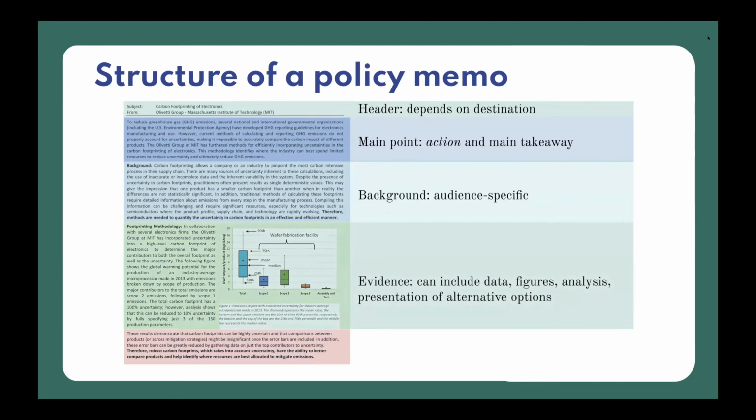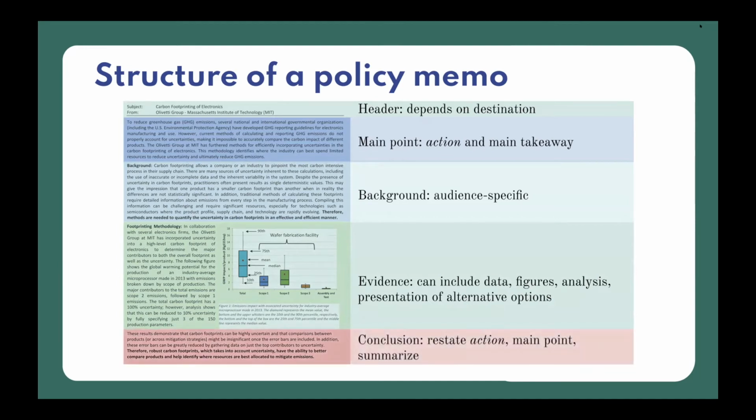Then you have your evidence, which is data, figures, analysis, and presentation of alternative options. Again, this is usually the biggest section because everything that you are writing in the policy memo, you want to keep as concise as possible, and you want to base it off of the evidence you have. And one thing that's kind of difficult as scientists, which we're going to get into a little later, is that your evidence needs to be clear to your audience. So very scientific figures aren't always the best, but we'll get into that a little later.